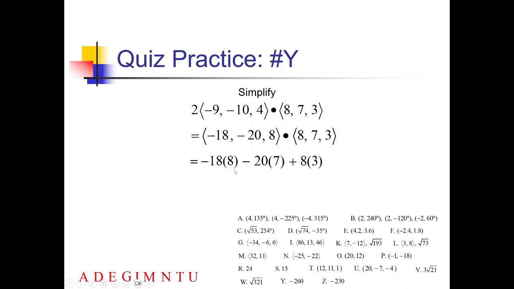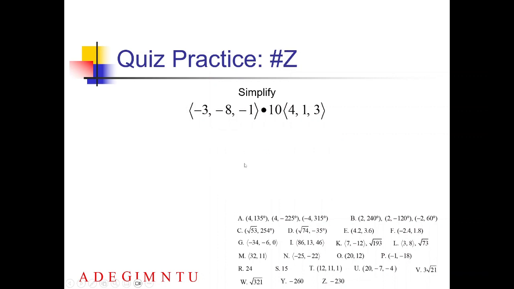Negative 18 times 8, what is that? Well, let's see, this is like 80 plus 64, so that's negative 144. This will be negative 140, and this is 24. So let me think. Negative 284 plus 24 is going to be negative 260, which matches what I have for answer Y. So on to the next.